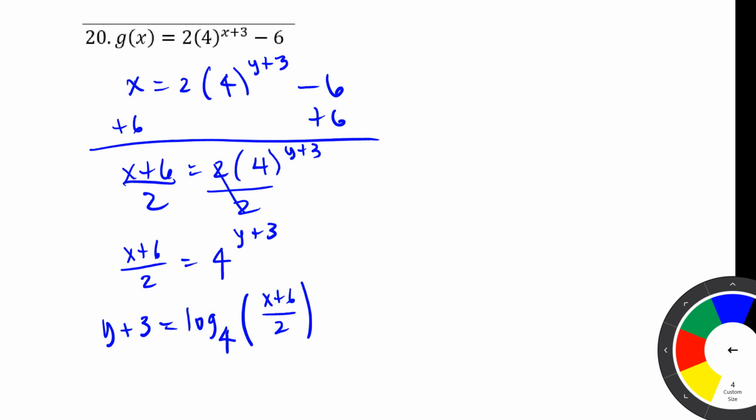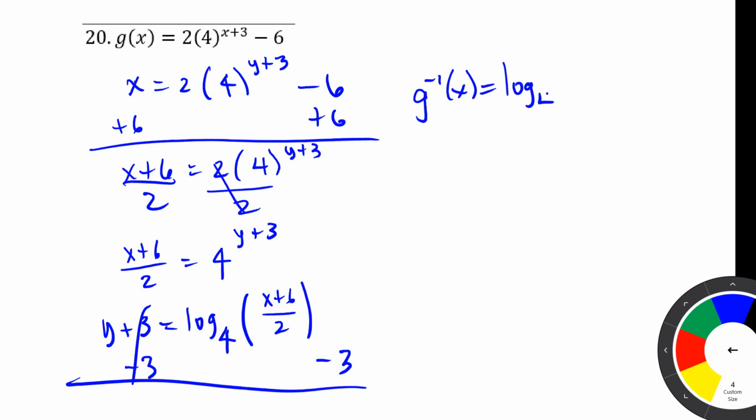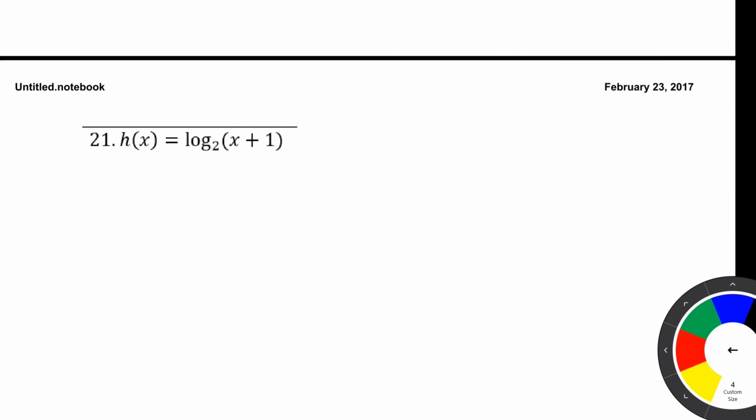Now we're not done because I want to get y by itself, so I would have to subtract 3 on both sides. By doing that, y is now by itself, so I can say g inverse of x is equal to log base 4 of x plus 6 over 2, minus 3. Notice the minus 3 is outside of the parenthesis. Almost done. 2 more.